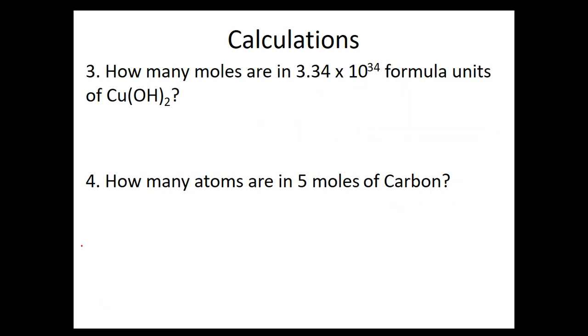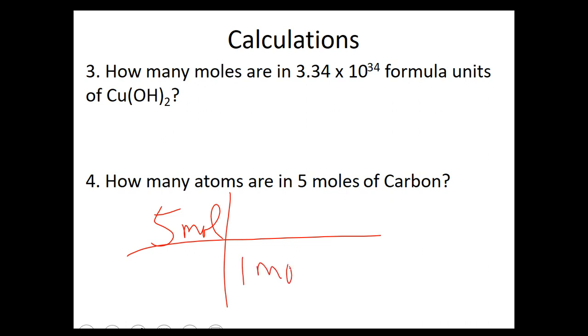All right, let's try another one. How many atoms are in 5 moles of carbon? All right, this is easy. I start with 5 mole. Draw my fence post. I know that 1 mole has to go at the bottom in order to get moles and moles to cancel. Then that atom is that magic number, so 6.02 times 10 to the 23rd atoms.